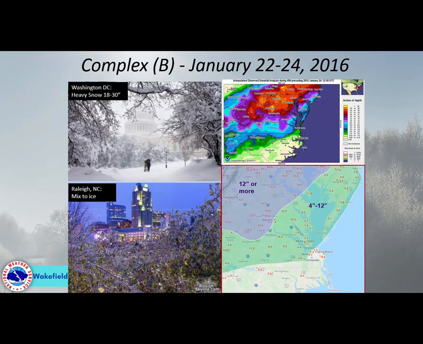An example of one of these storms was January 22nd through 24th of 2016, where low pressure resulted in a large swath of very heavy snowfall as well as mixed precipitation across pretty much the entirety of the region. Raleigh got mainly ice, whereas Washington, D.C. got very heavy snow with totals of 18 to 30 inches.